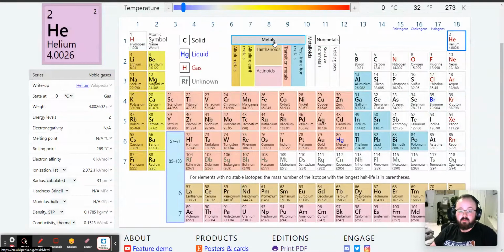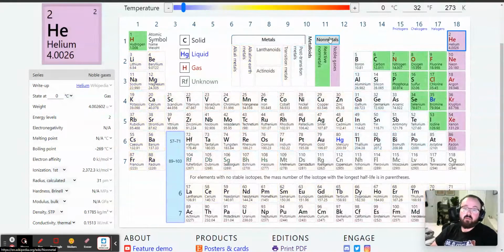Speaking of metals, here are the metals. And as you can see, it is most of the elements. Most of the elements are metals. The vast majority of them are. These are the nonmetals. Not that many. We have hydrogen all the way on the left, and then all of the noble gases, and then a few towards the right. These are the nonmetals.